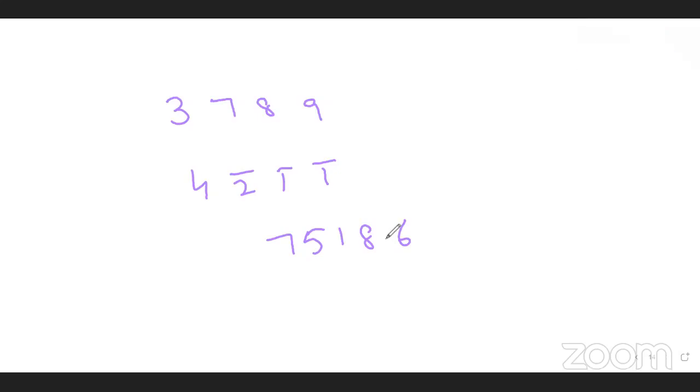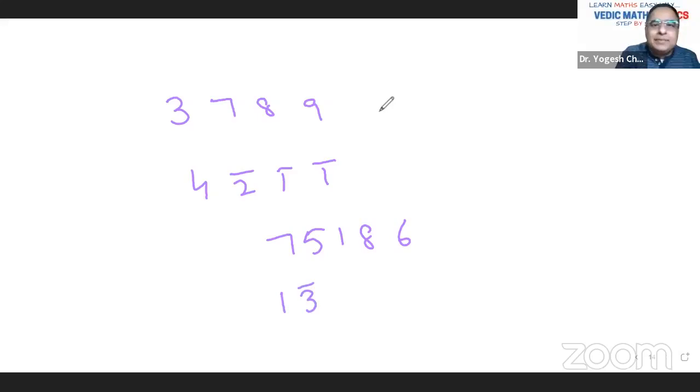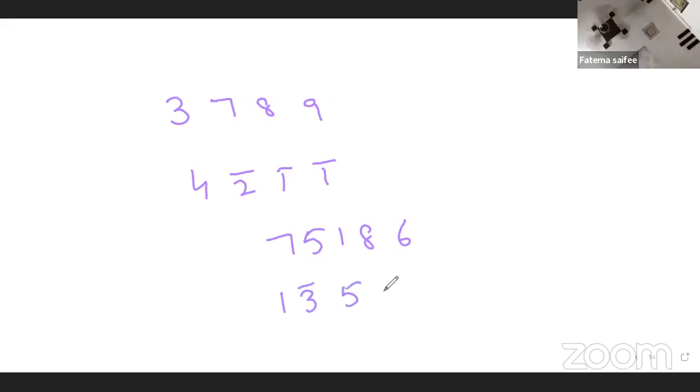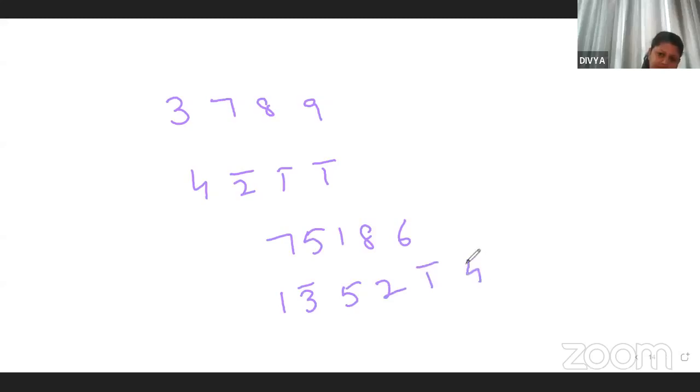Okay, right. The answer is like this: 1, 3bar, 5, 2, 1bar, 4bar. 1, 3bar, 5, 2, 1bar, 4bar.